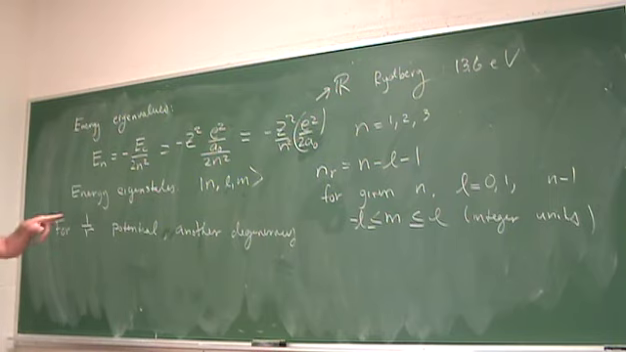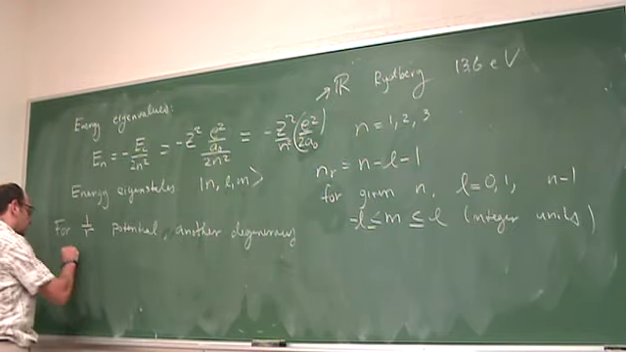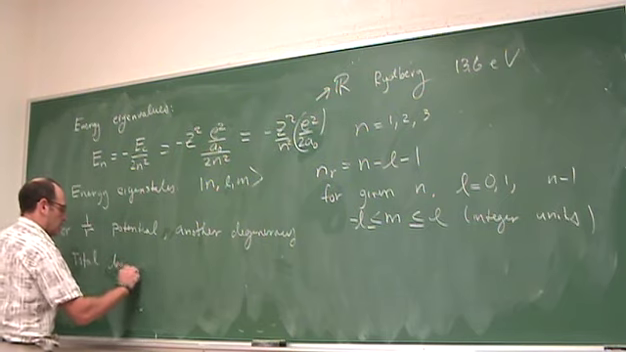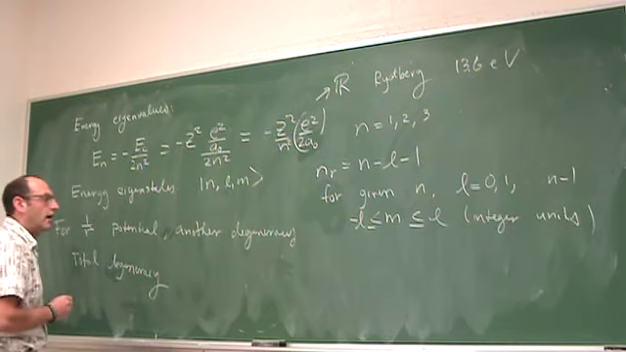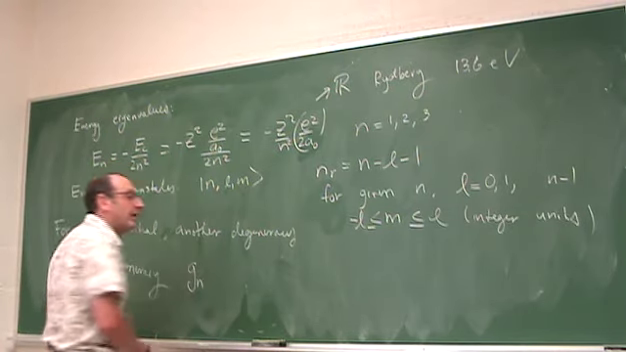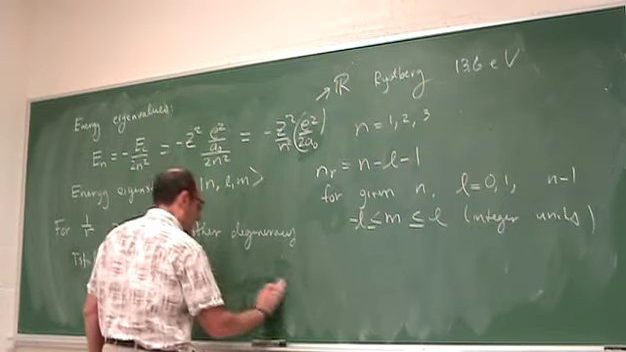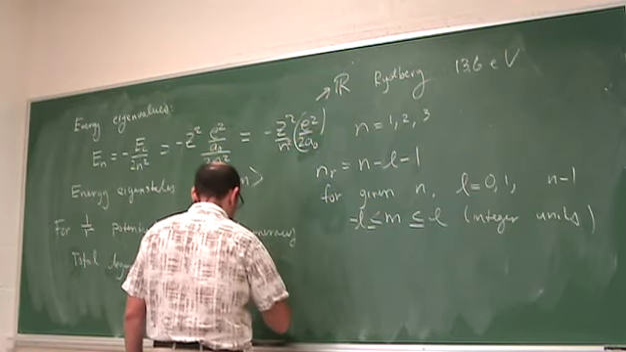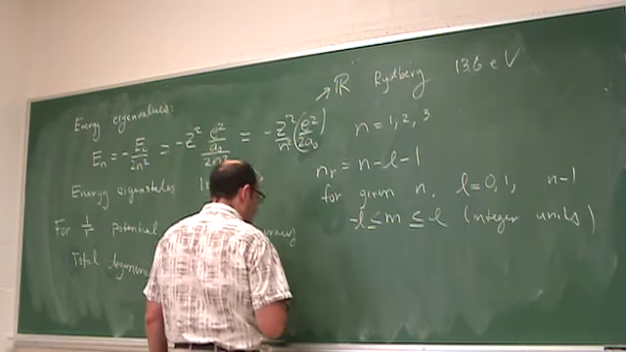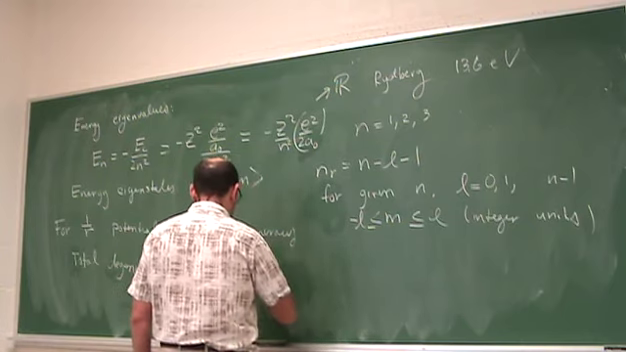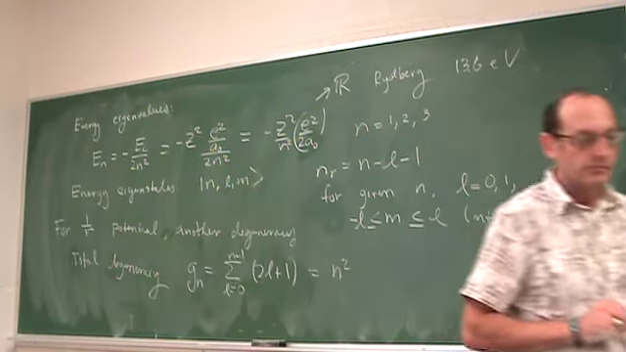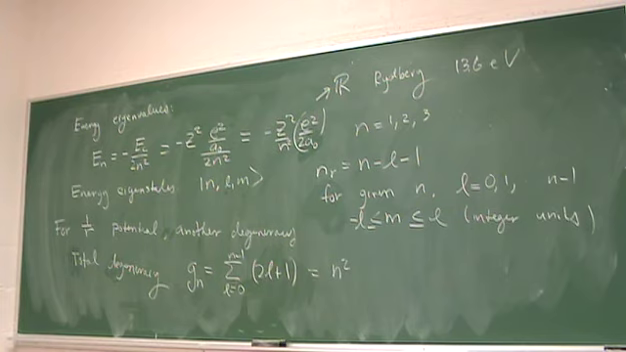We have another degeneracy, so we have these states, and so the total degeneracy for a given principal quantum number n is the sum, L goes from 0 to n minus 1, m goes from minus L to L. Well, let's put it this way, there are 2L plus 1 for a given value, and this is equal to n squared. Okay? So that's the total degeneracy of these things.